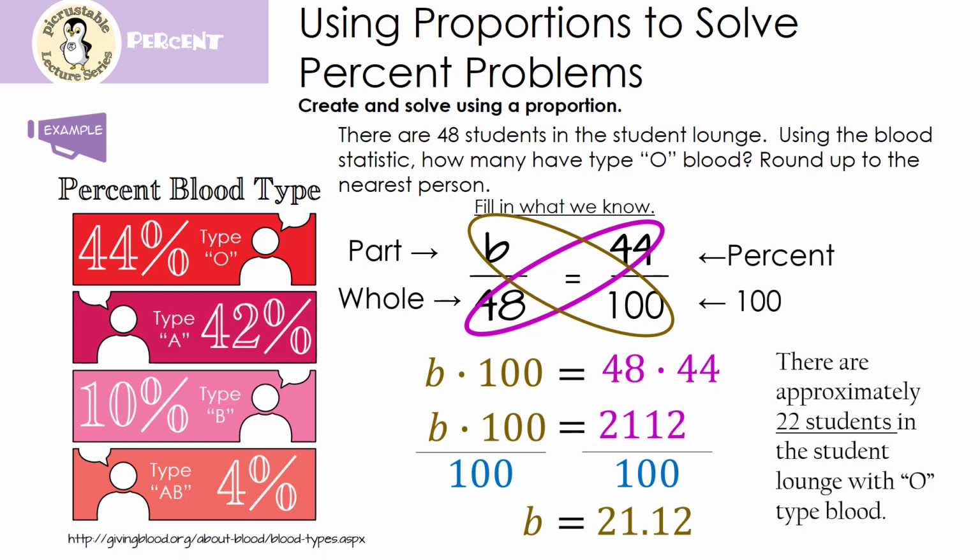We're going to round up to the nearest person. That means there are approximately 22 students in the student lounge with O-type blood. Now you're probably thinking, but Catherine, B is 21.12. But let's think about this. Can we have 0.12 of a person? I mean, we don't see people walking around with just fingers or toes or whatever, right? So we round up to the next person.